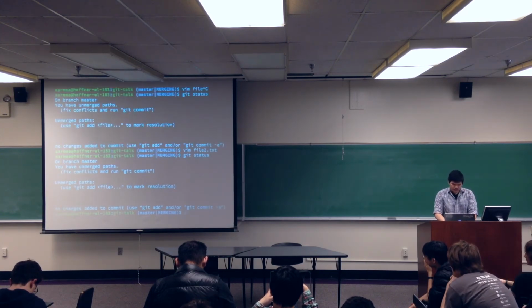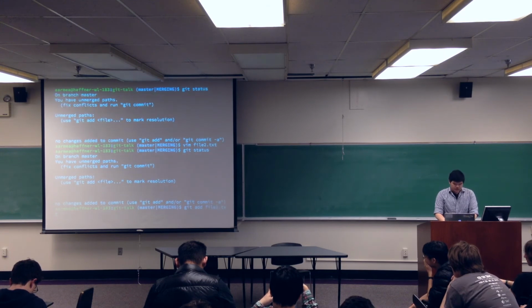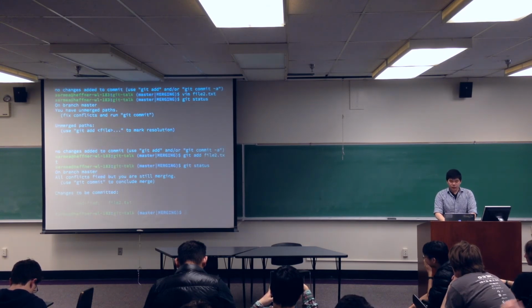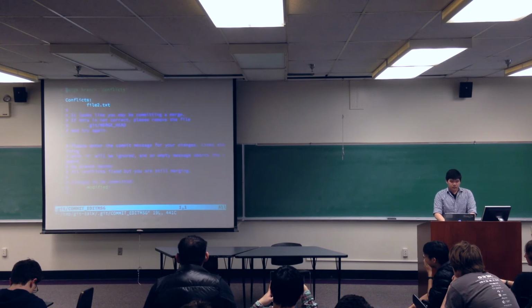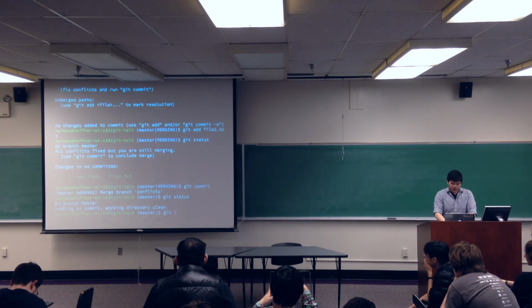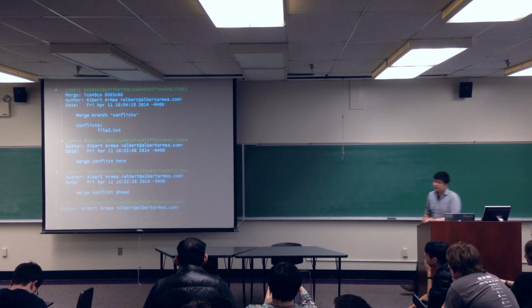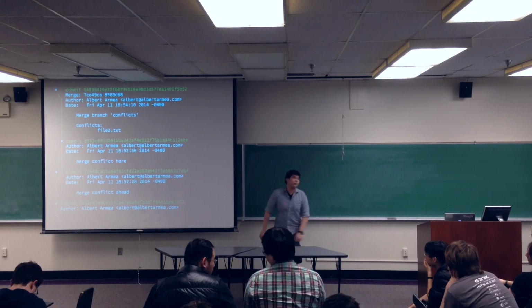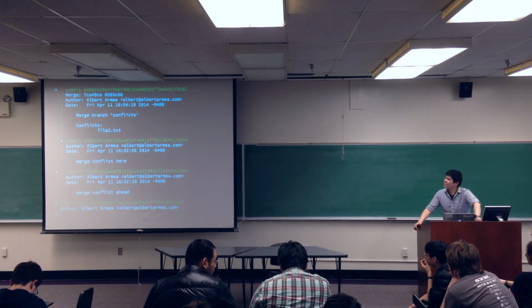So if we do git status. Now when we commit this, it gives you a merge commit. Now if we look at the graph, there's no red.